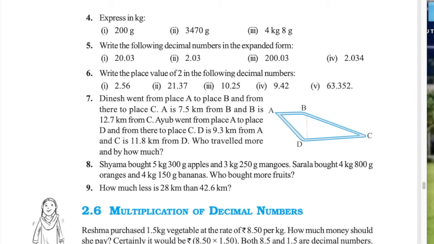Hello dear students. Today we are continuing exercise 2.5. Till question number 4 we have done in the previous video. So today we will discuss question number 5. Question number 5 is asking, write the following decimal numbers in the expanded form.